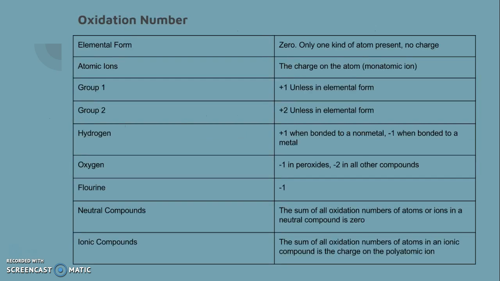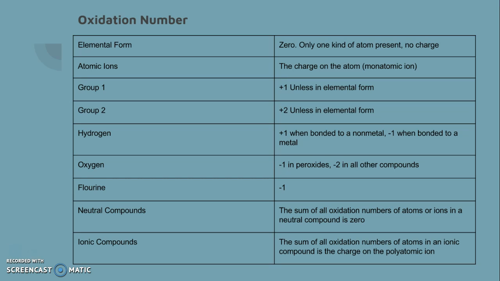Here's a chart for determining oxidation numbers. The oxidation number for something in its elemental form is 0. For atomic ions, it's the charge on the atom. For group 1 elements, it is plus 1, and similarly for group 2 elements, it is plus 2. For hydrogen, it is plus 1 when bonded to a nonmetal and minus 1 when bonded to a metal. Oxygen is usually negative 2, unless it is in peroxide, in which it is negative 1. Fluorine is always negative 1.